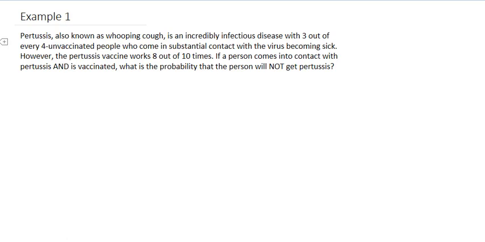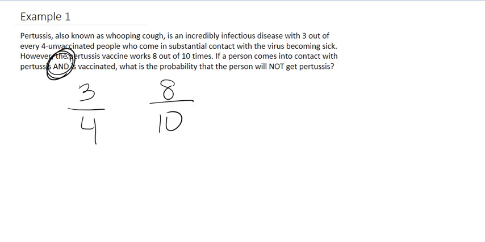So we have the infection rate of pertussis, which is 3/4. And the effectiveness of the pertussis vaccine, which is 8/10. Now, because we have the word "and," we will need to multiply these 2 numbers together.